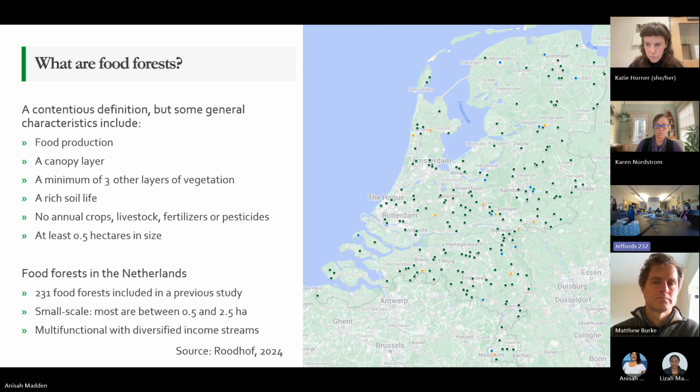A lot of these are private food forests, especially in the more rural areas of the Netherlands where people have a little more access to land and decide to start a food forest with that. Most of the food forests are quite small scale, between half a hectare or 1 acre and 5 acres. But there are some new projects really trying to demonstrate how scalable food forestry can be.